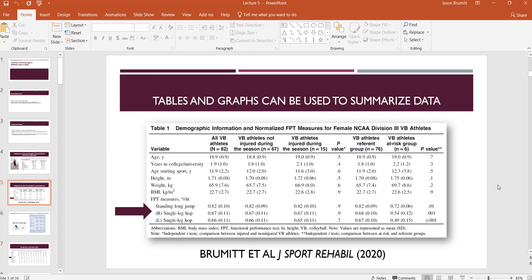So here is a table that I published in the Journal of Sport Rehabilitation. And this is again showing demographic information. And I have it laid out a couple different ways. So I've got a column here for all the volleyball athletes. And what I'm trying to get across to you is, even though we're not calculating or demonstrating risk yet in our presentation, we're informing the reader about the sample.